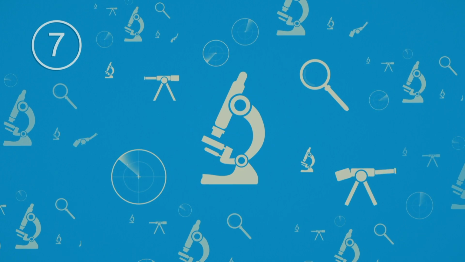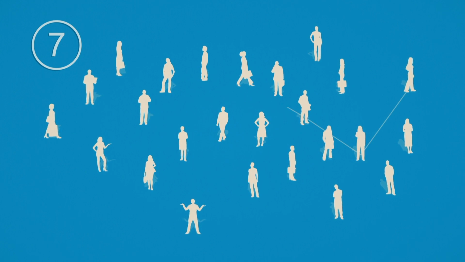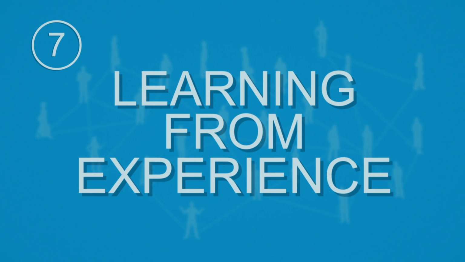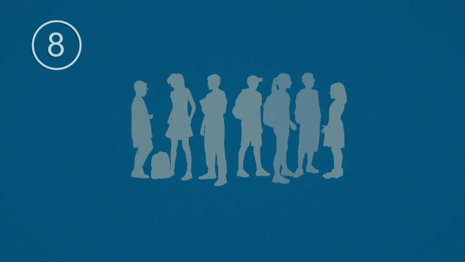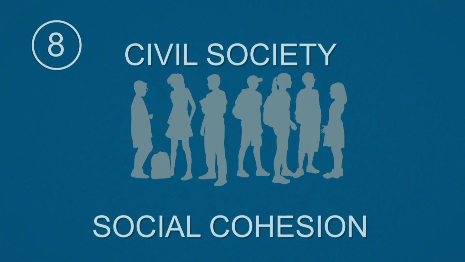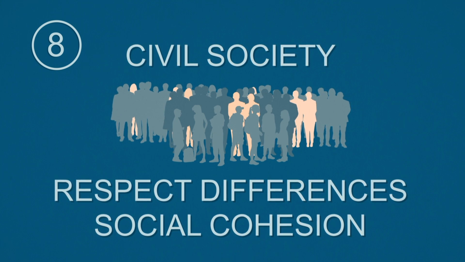Step 7. Develop research on education in democratic citizenship and human rights to improve teachers' knowledge and learn from their experiences. Step 8. Work with civil society to promote democracy, responsible citizenship, social cohesion, equality, and respect for differences, especially between various religious and ethnic groups.